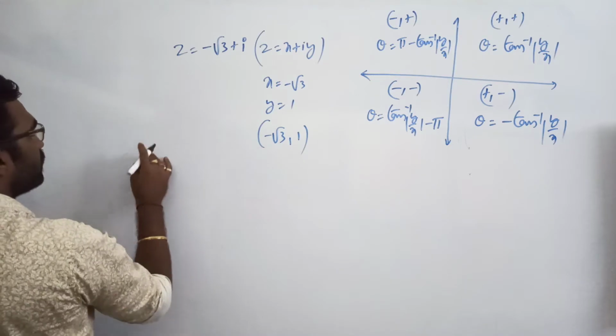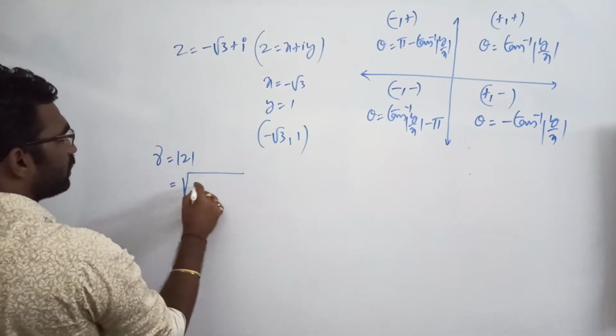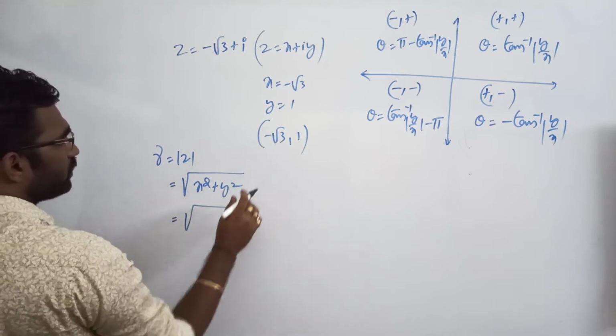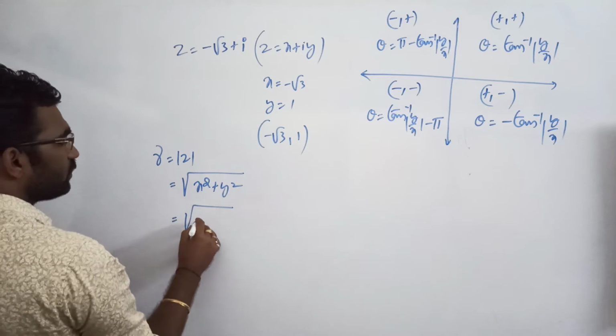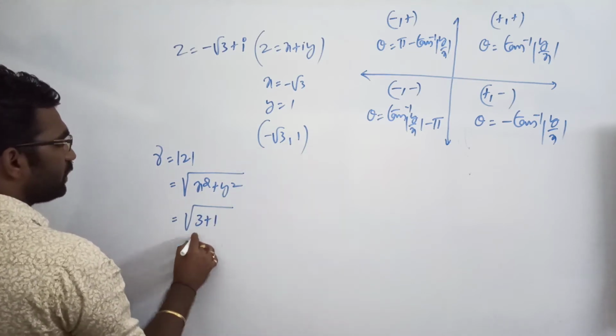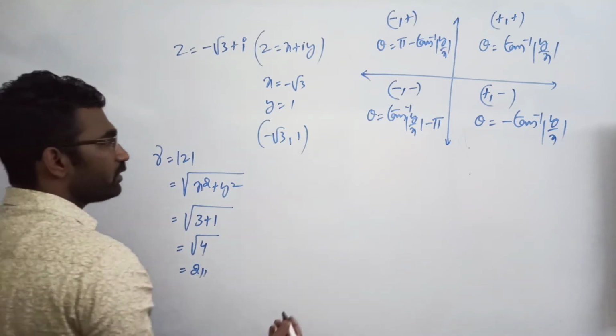To find the modulus, r is nothing but mod z, which equals under root of x square plus y square. We have the formula. Therefore x square means minus root 3 whole square, that is nothing but 3. And 1 square is 1, therefore we get 4. Therefore the answer is 2.